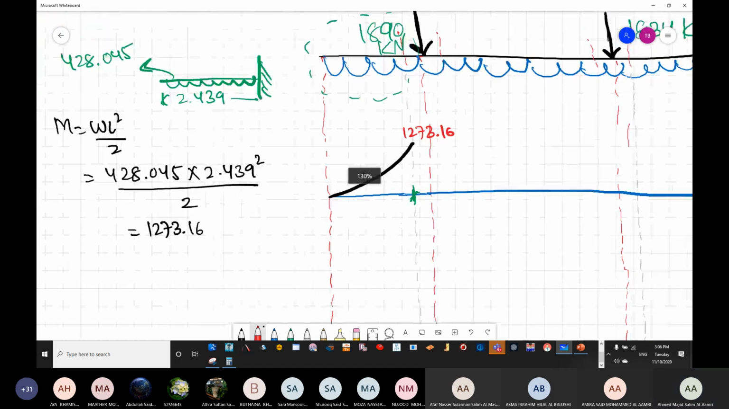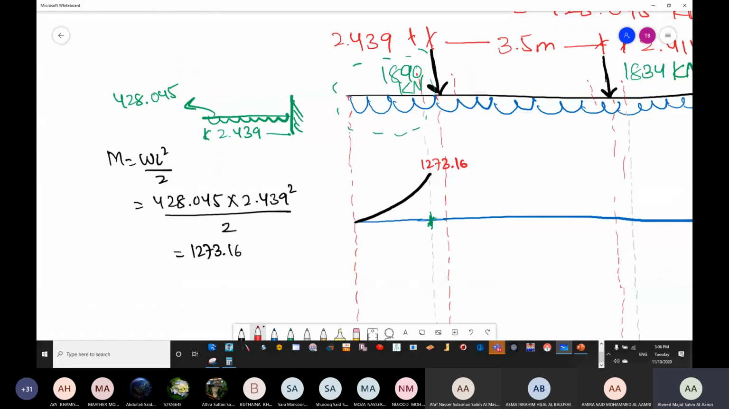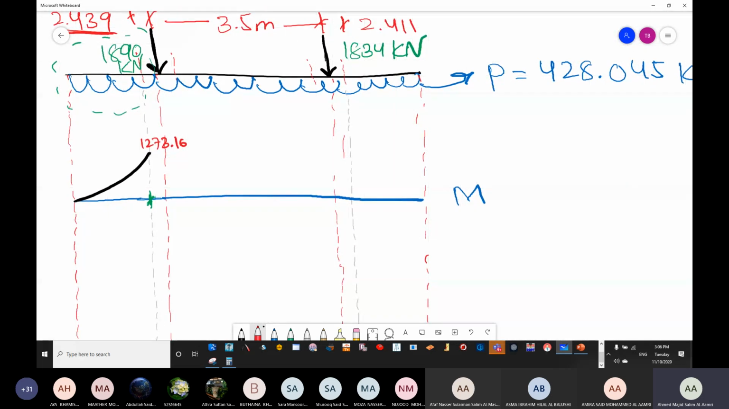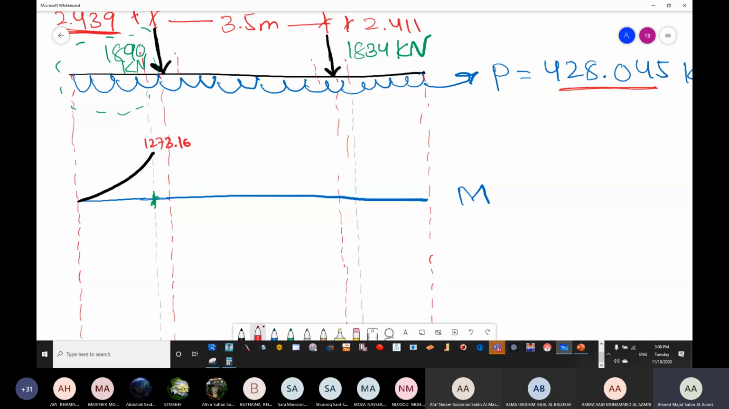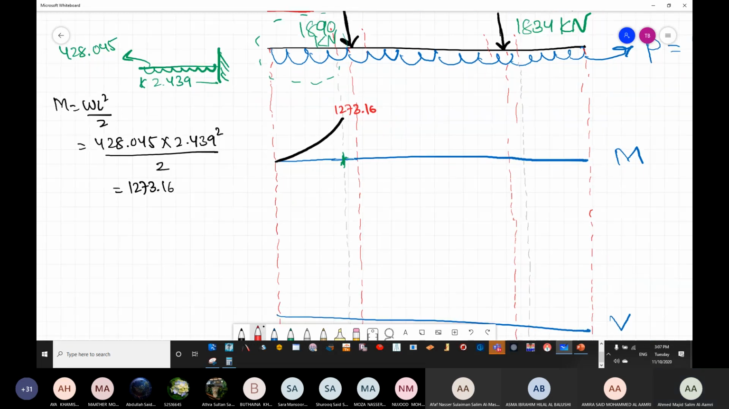So once again, taking a load here, the section has a length of 2.439. The pressure has been calculated already as 428.045, and you need to calculate the moment. This is a cantilever with the UDL, and the equation for a cantilever with a UDL is WL square over 2. So we have got the value of the bending moment. And of course, it's going to be parabolic because of the UDL.